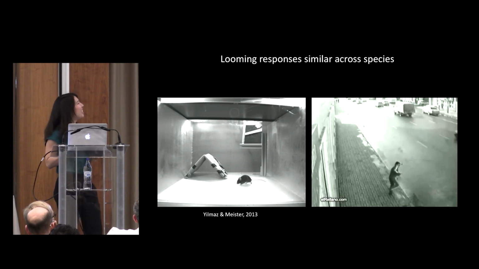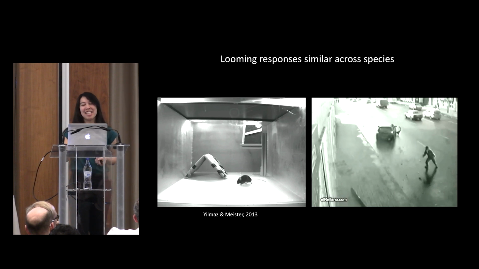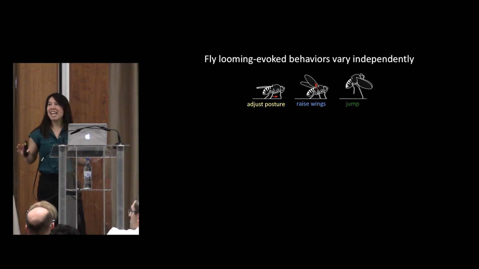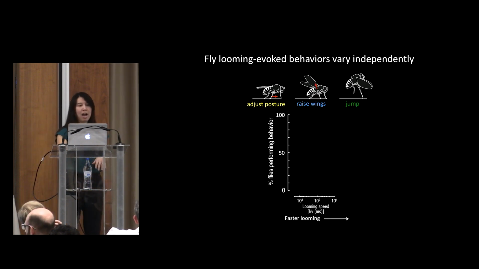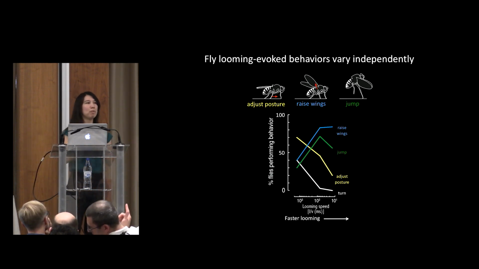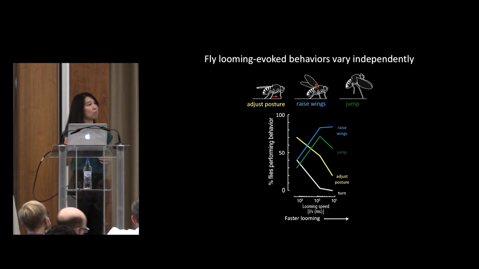So, just to show you that, in fact, these sequences that the fly composes are not fixed action patterns. If we just look at three of these, the movement of its legs to adjust its posture, the elevation of its wings, and its jumping off the ground, also I think there's turning away, what you can see is that over different speeds of looming from slow to fast, the likelihood that we see the fly display any one of those particular behavioral modules varies, and they vary independently. So these really look like independent choices that the animal is making in terms of how to respond.